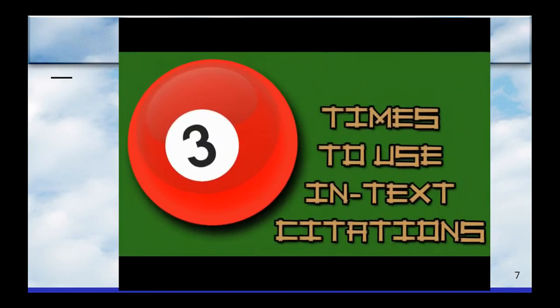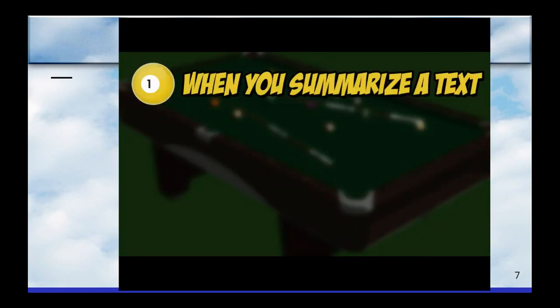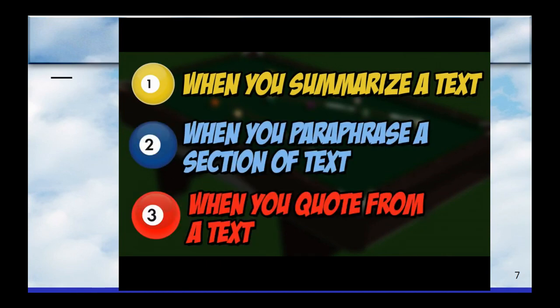You cannot have one in one spot and none in the other. There are three primary times that you need to use in-text citations. First, when you summarize a text. Second, when you paraphrase a section of text. And three, when you quote from a text.